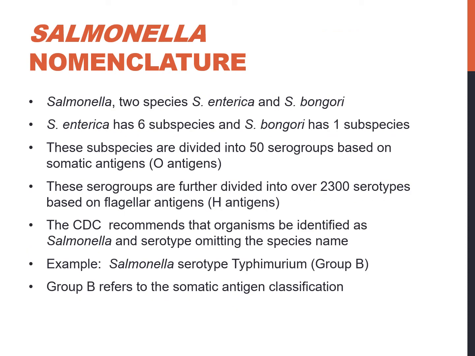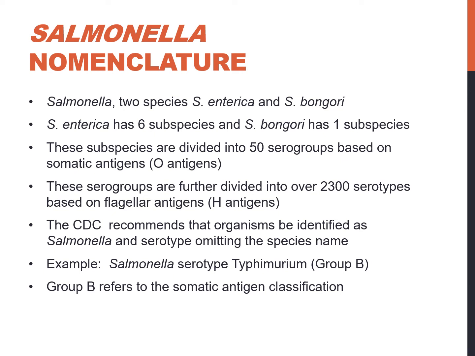Salmonella has probably one of the most difficult nomenclatures to understand, or a difficult taxonomy. For Salmonella, there are two species, Salmonella enterica and Salmonella bongori. Salmonella enterica has 6 subspecies and Salmonella bongori has only 1 subspecies. These subspecies are divided into 50 serogroups based on their somatic antigens, and they're further divided into 2,300 other serotypes based on their flagellar antigens.